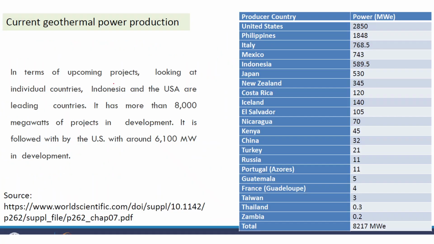Current global geothermal power production, in terms of upcoming projects: individual countries such as Indonesia and the USA are the leading countries in geothermal power production. Indonesia has more than 8,000 megawatts of projects in development, followed by the US with around 61,000 megawatts in development. The US and Philippines produce the largest power, with the US at 2,850 megawatts of geothermal power generation, and Italy. After that, the Philippines, Italy, Mexico, and the others later.